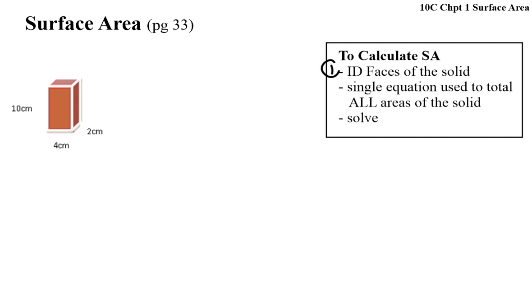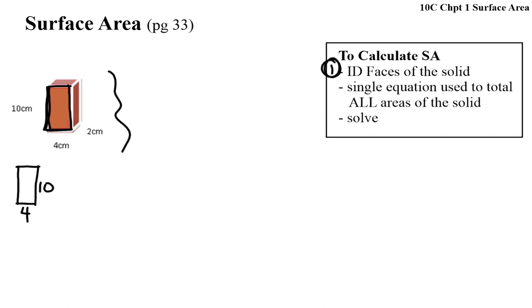First step when you're calculating surface area for me is to identify the faces that make up the solid. We want the surface area of that rectangular prism. I like to start with an organized step and identify what we have in that shape. Well, we have a 4 by 10 centimeter rectangle. 4 by 10 centimeters. There it is.